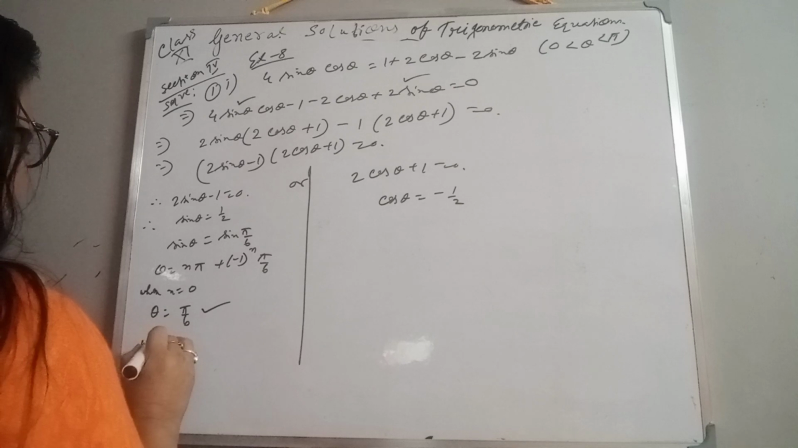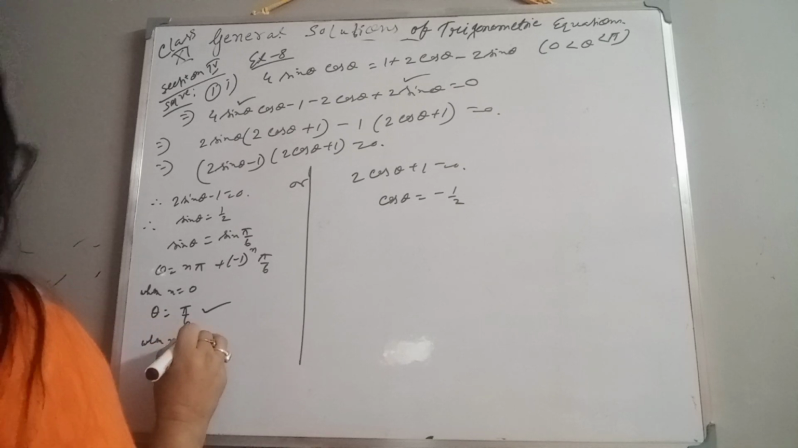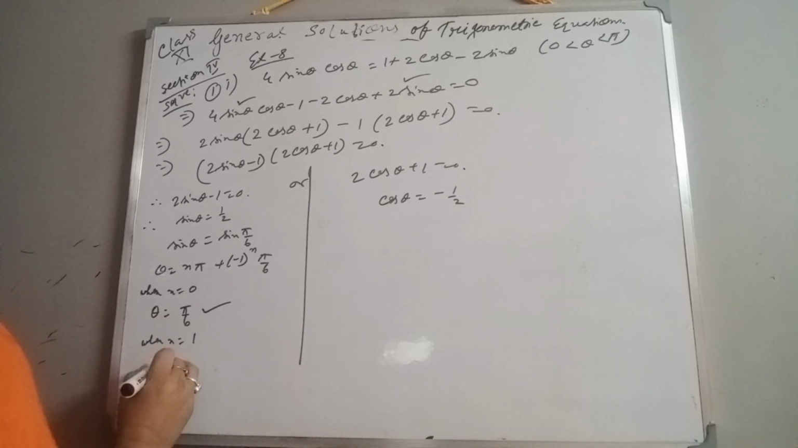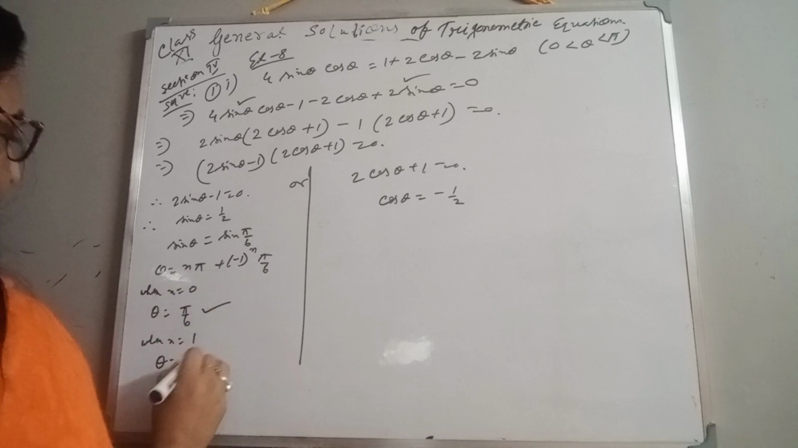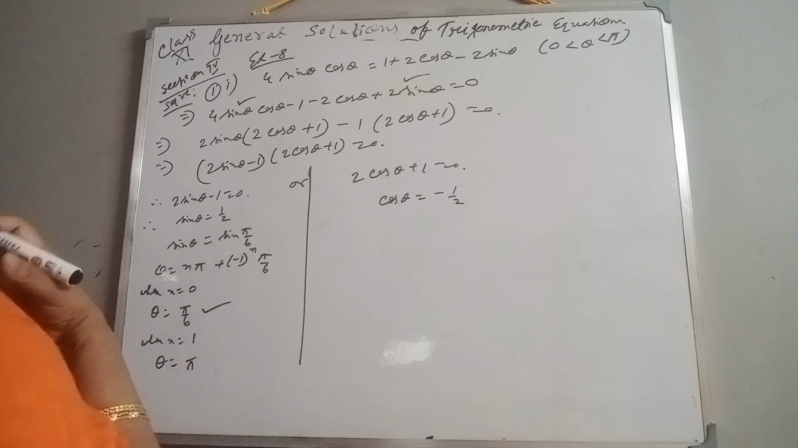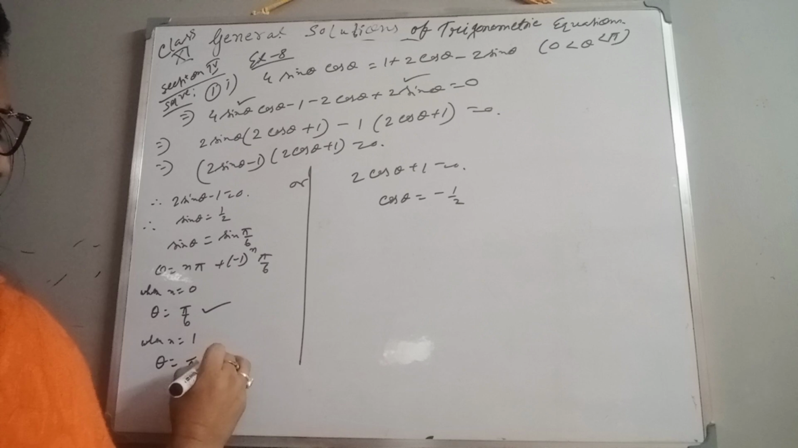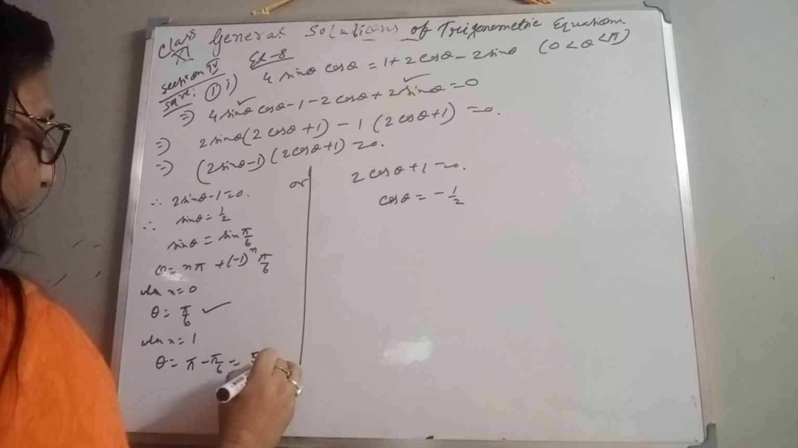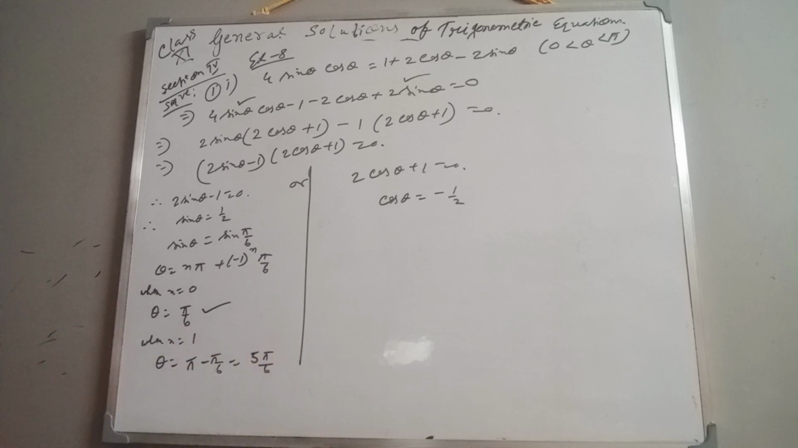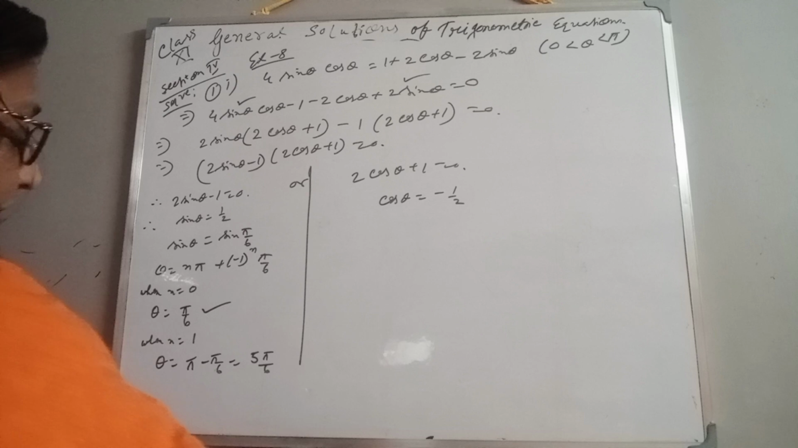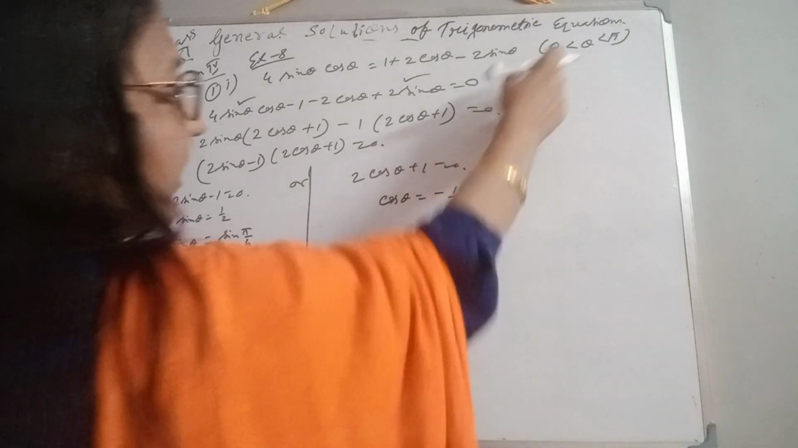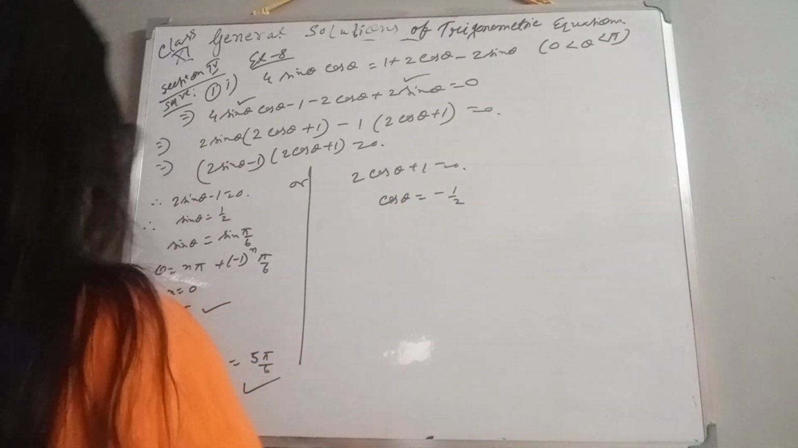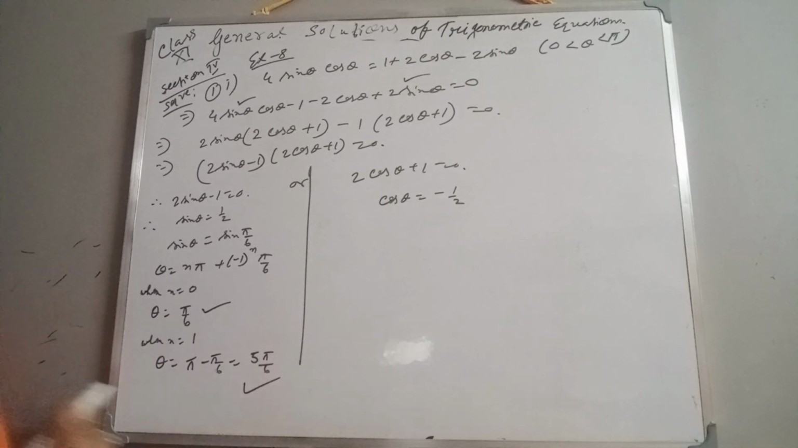When n is equal to 1, then theta is equal to n pi plus minus 1 whole to the power 1, which means minus 1. So it is pi minus pi by 6, that is 6 pi minus pi, 5 pi by 6. It is coming 5 pi by 6. Pi by 6 means 30 degree, 5 into 30 degree, 150 degree. Yes, it is less than pi. So we can take this value also. More than this we cannot take.